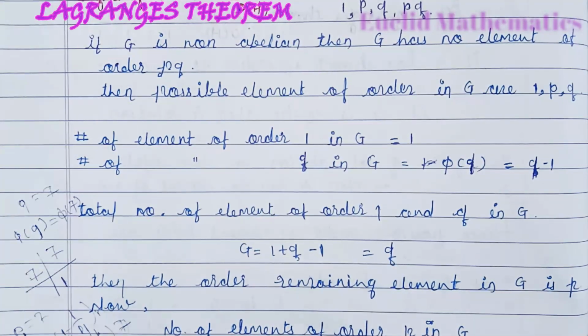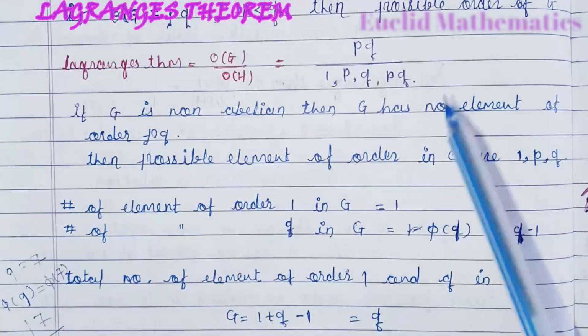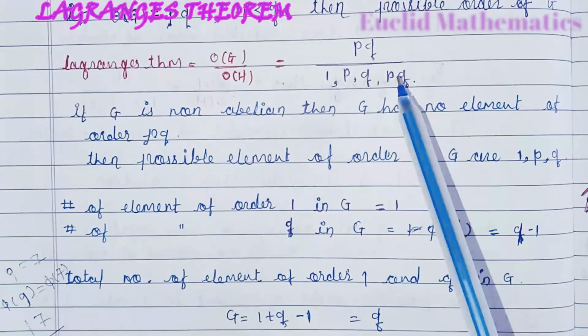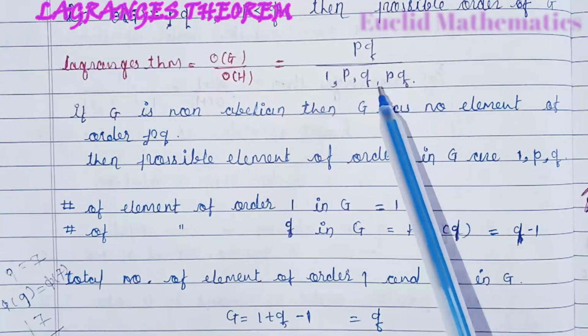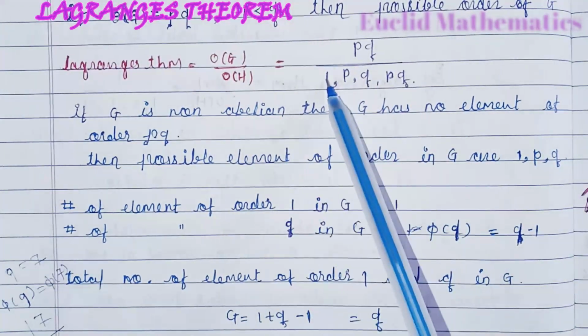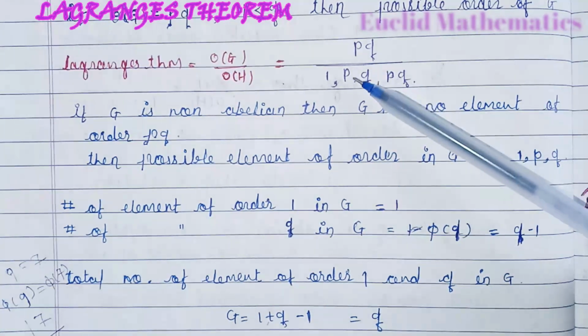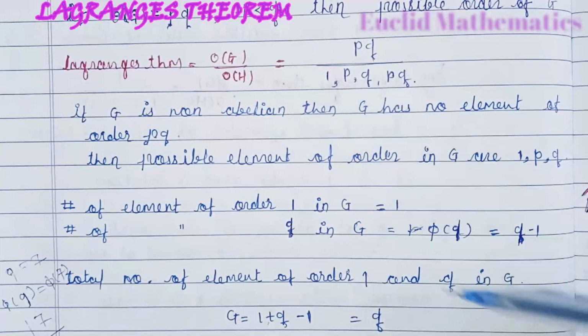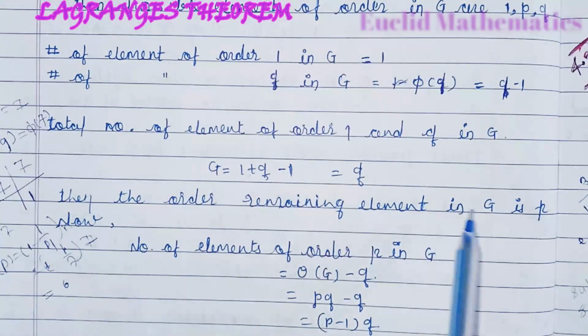Now you can see we have possibilities for elements of order 1, p, q, and pq. The order pq is cancelled here, it is not possible because the group is non-abelian. So I got elements of order q and elements of order 1, totalling 1 plus q minus 1, which is q. Now what is left over is the elements of order p. So how do we find the number of elements of order p? Now let's see it here. I got 1 and q, which is q.